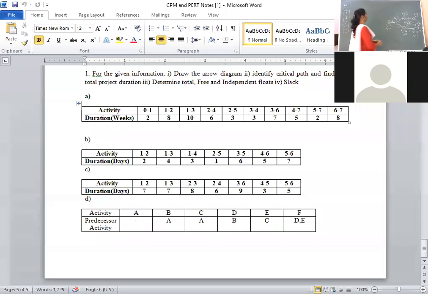What is the formula for total float? If you remember, the formula for total float is Lj minus Ti minus Tij. For free float, what is the formula? Ej minus Ei minus Tij. For independent float, what is the formula? Ej minus Li minus Tij. If you don't want to use those formulas, there is another method to compute float. We will go through that.